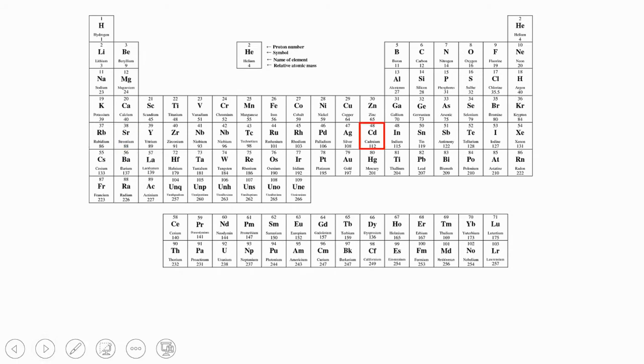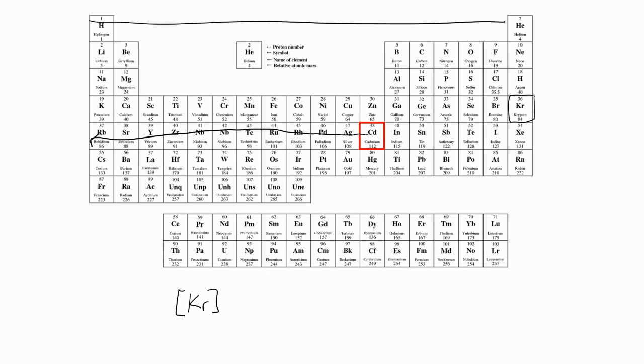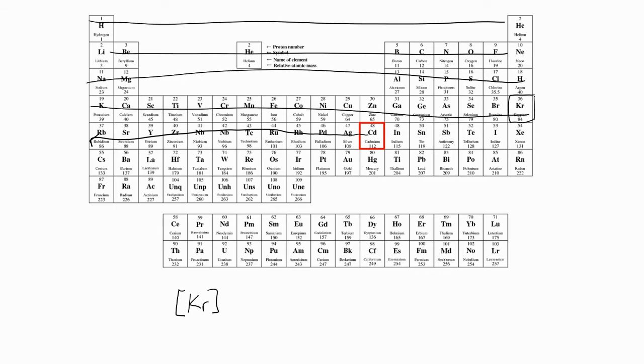Let's do another example. Here we're looking at cadmium. Again, just go backwards across the periodic table, and then you'll have to go up a row. And again, we're landing on krypton as our previous noble gas. Okay, krypton. It's as if we just did all of this by writing krypton.